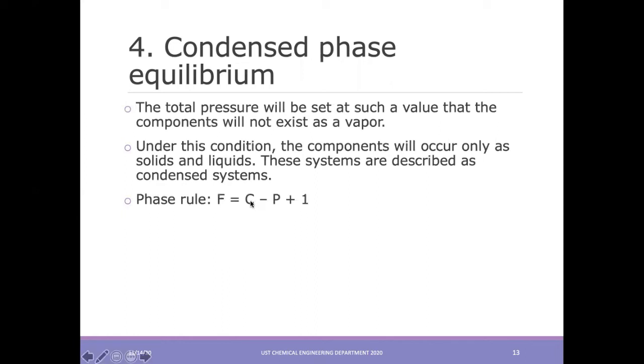So recall our phase rule, F is equal to C minus P plus 1. For the two component system, we have F is equal to 3 minus P. In the condensed phase equilibrium, these systems are not affected significantly by small changes in pressure, so the pressure here can be assumed to be constant.